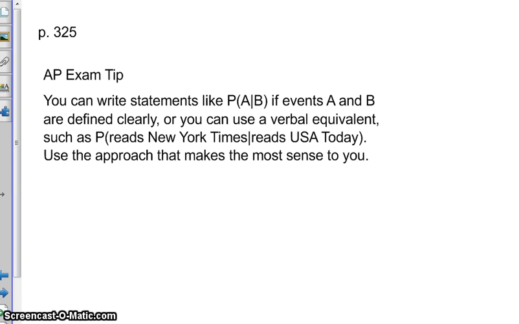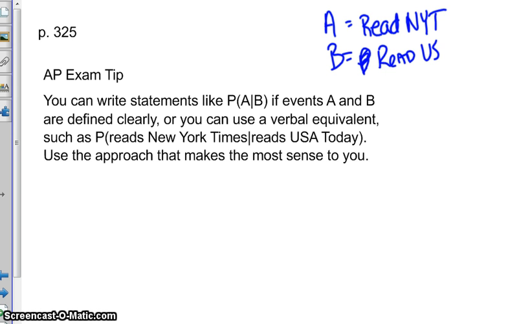All right, just a quick tip. You can write your statements like probability of A given B if A and B are clearly defined, or you can use a verbal equivalent. I prefer to write the words in. I think it's easier than trying to follow what was event A and what was event B. So as I put here, the probability that somebody read the New York Times given they also read the USA Today. Otherwise, what you need to do is talk about A as the event that somebody read the New York Times, and B as the event that they read USA Today. You have to do this.